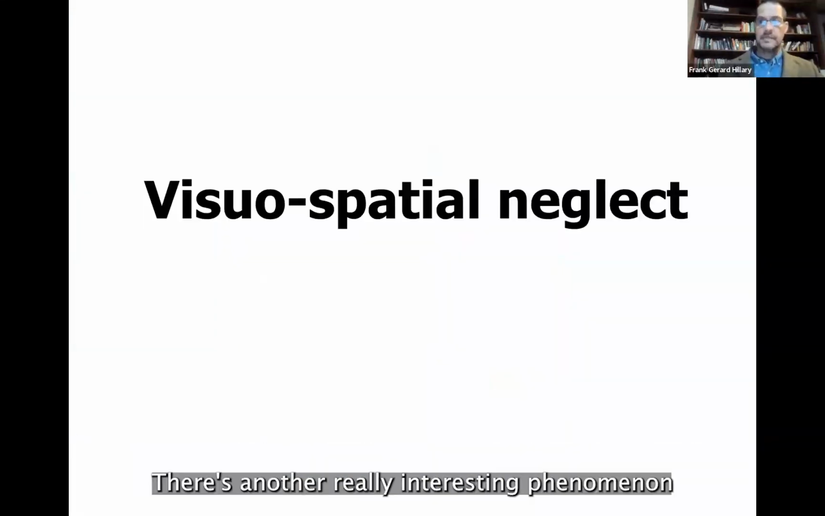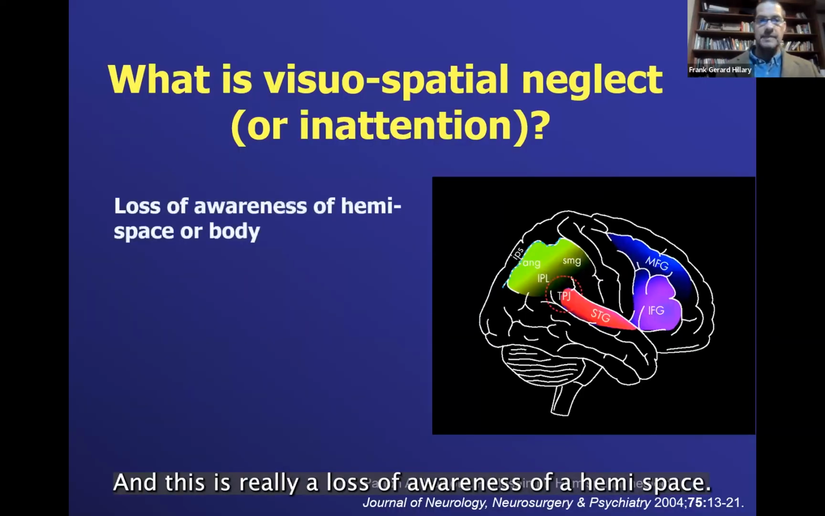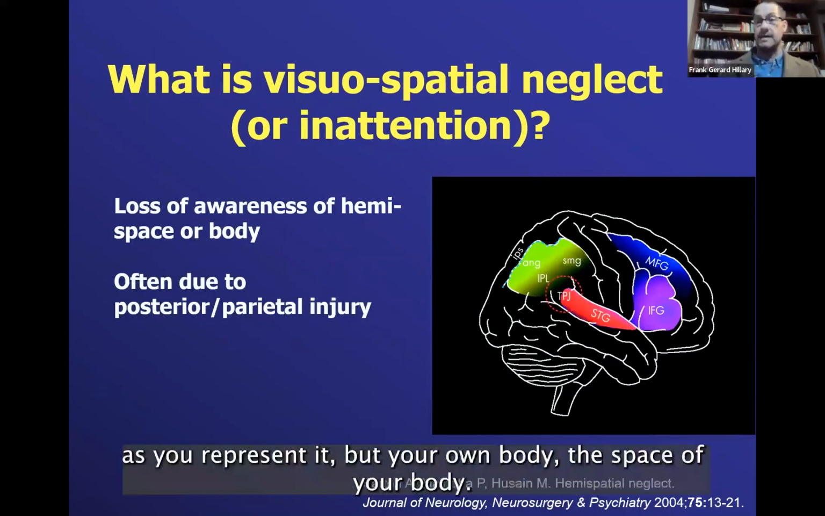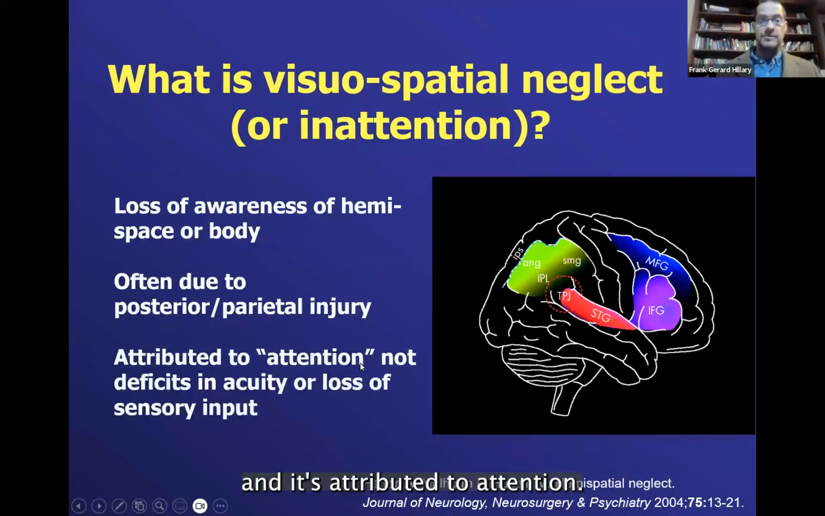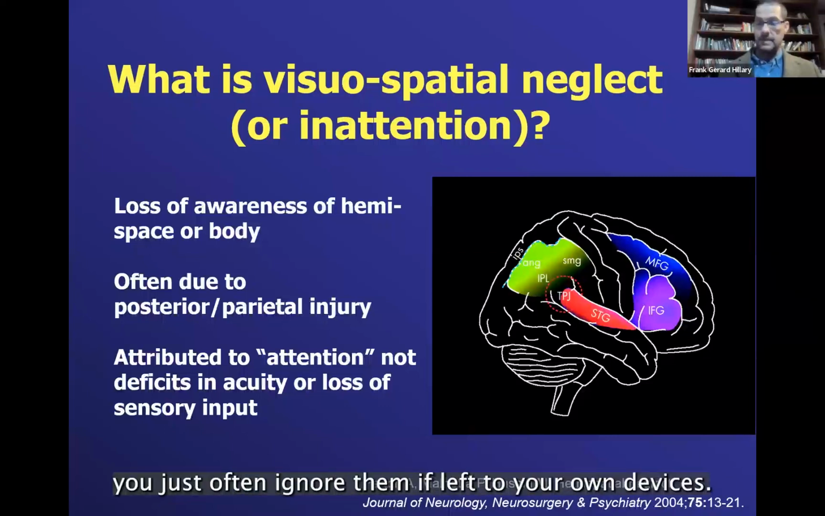There's another really interesting phenomenon called visual spatial neglect, and that is also from a parietal lobe injury. And this is really a loss of awareness of a hemispace. So it's not only the space in front of you as you represent it, but your own body, the space of your body. And it's often due to a posterior or parietal injury, and it's attributed to attention. So it's an inattention. It's not that you can't appreciate those stimuli if you were oriented to them, you just often ignore them if left to your own devices.